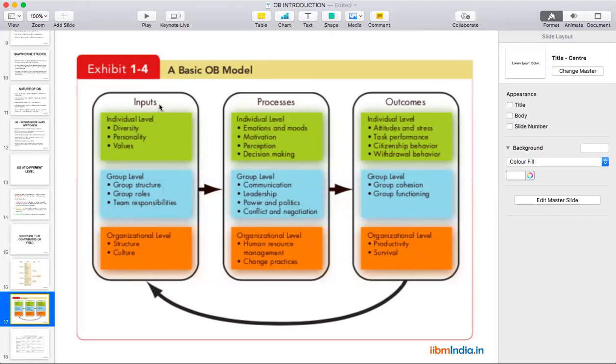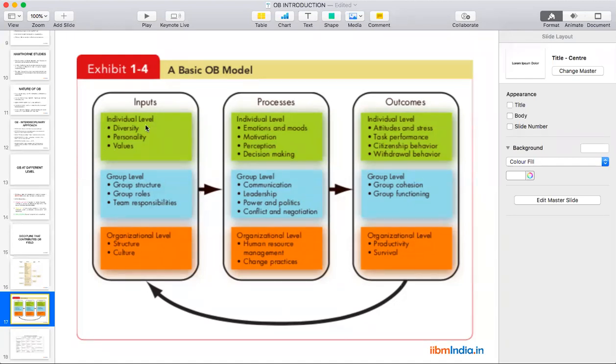First of all, we need to understand inputs are the basic variables. In simple terms, when we talk about personality, you can see that. When we discuss group structure, we talk about organizational culture, the diversity, the value. Okay, so these are the basic parts, because these are organizational behavior inputs at the individual level.